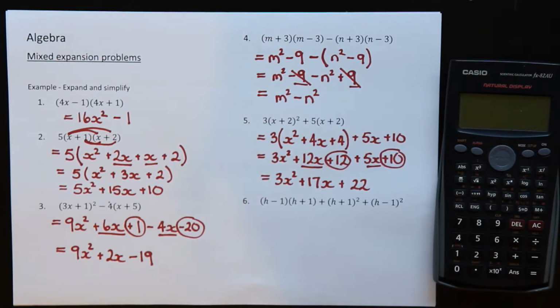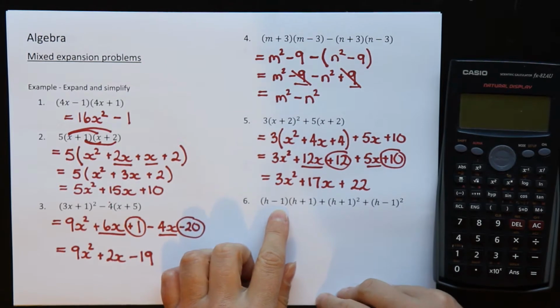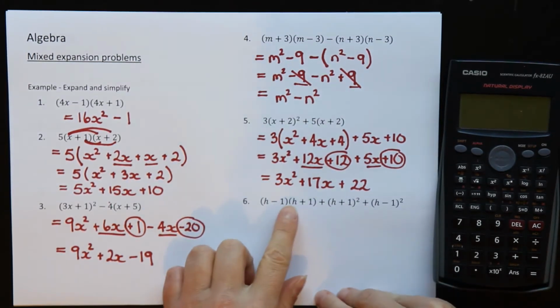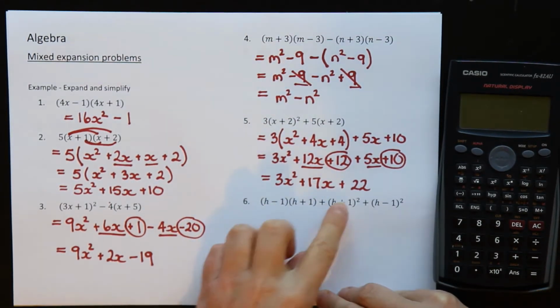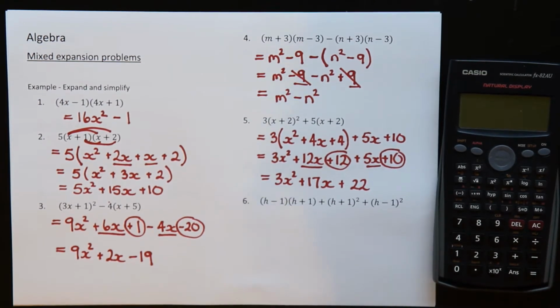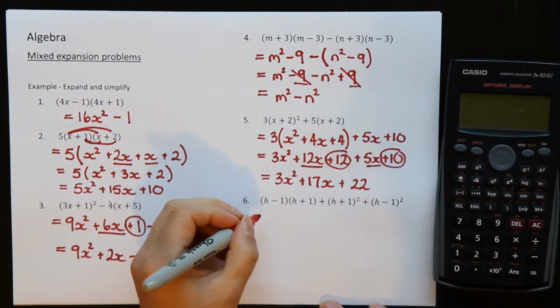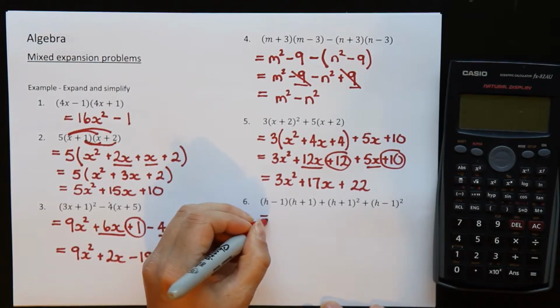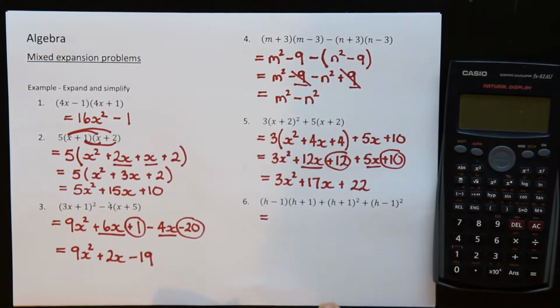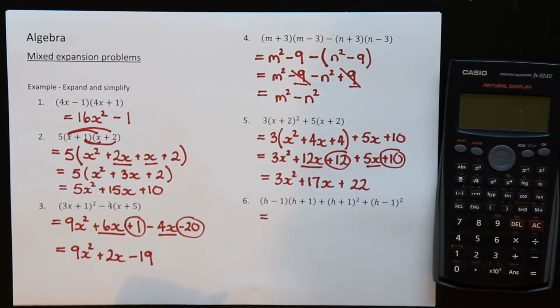Okay, so question 6. The questions can get as big as they like. This one's actually got 3 different sets of brackets to expand out. It just makes the question longer. You just need to be careful with your minus signs and things like that to not make any silly mistakes. One silly little mistake can wreck your whole answer.